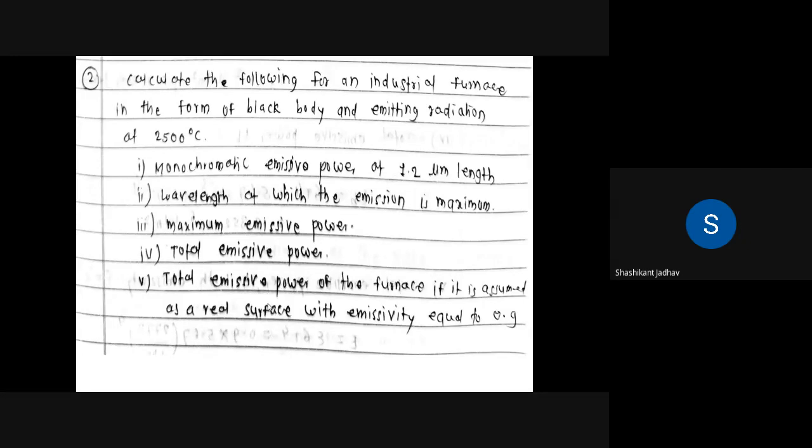Write down, calculate the following for an industrial furnace in the form of black body and emitting radiation at 2500 degrees Celsius.